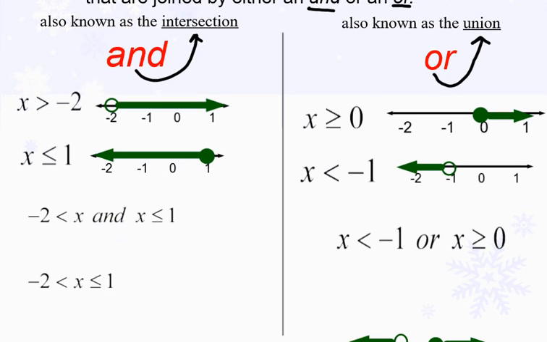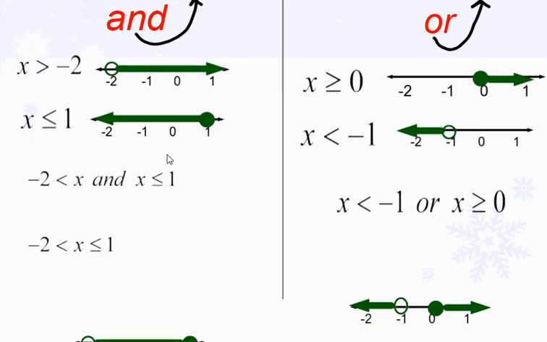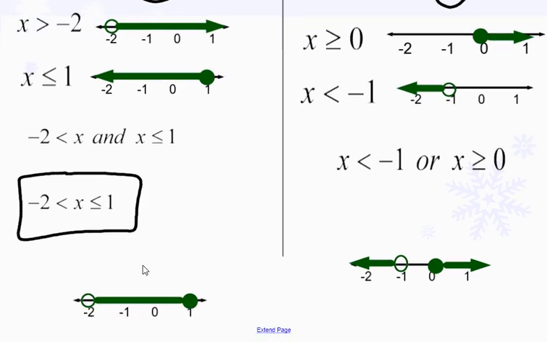An example of an and would be I need to be bigger than -2 and less than or equal to 1. So I take both of these separate inequalities written right here and I combine them to make 1. When I graph it, it would look something like this. They are connected in the middle.